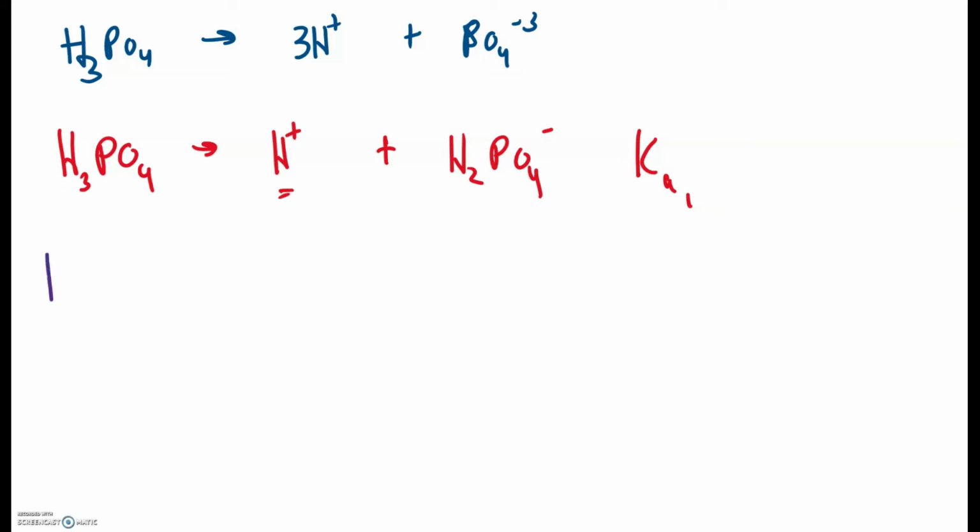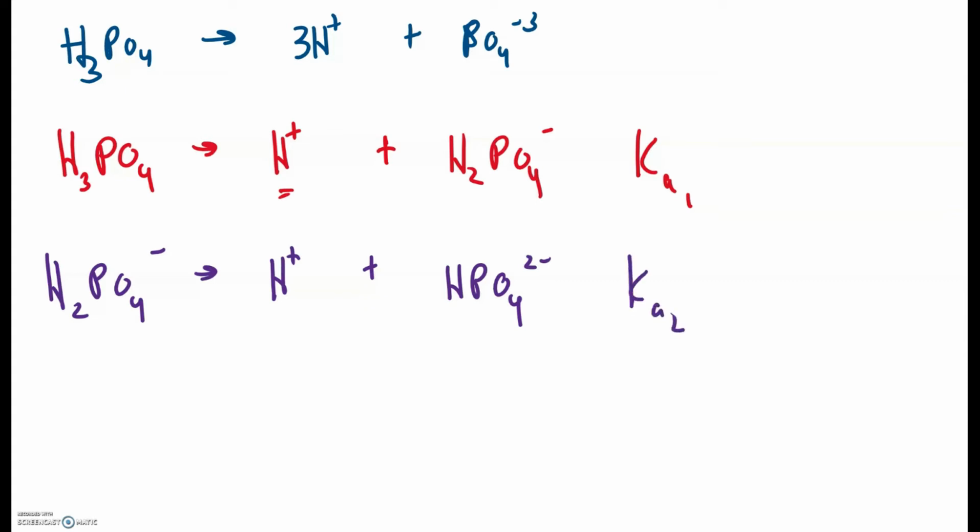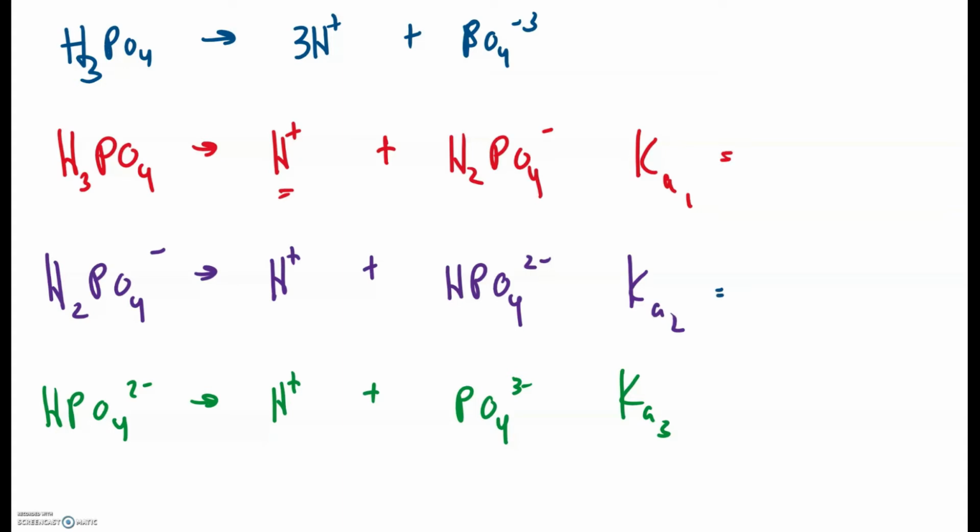The next step would be for this H2PO4 with a charge of -1 to dissociate into its H+ and leave HPO4 2-. And this has its own Ka, Ka2. And finally, this HPO4 2- will dissociate into its own H+ and leave PO4 3-, and we'll call this Ka3. And each of these has a different value, and each of these is a different equilibrium.